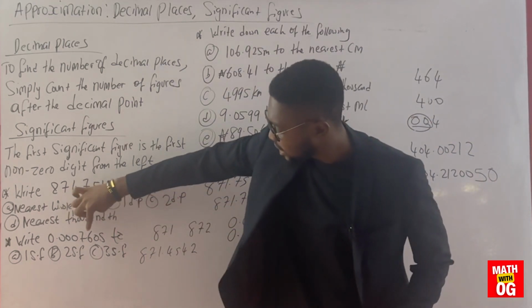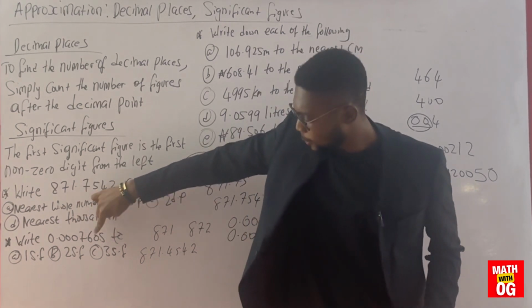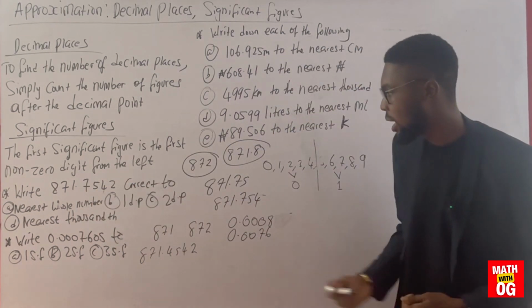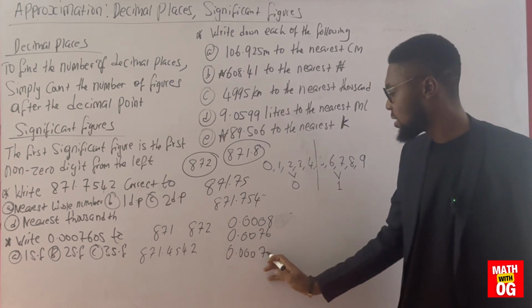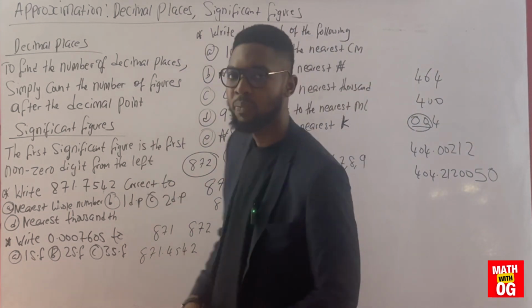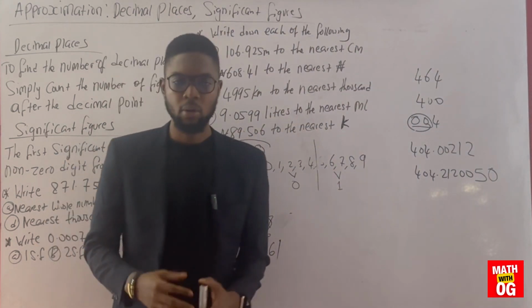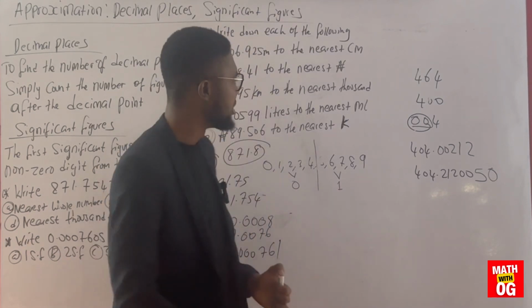Now, three significant figures. First significant, second significant, third significant. 5, will it go to 1 or 0? 1. 1 plus 0 is 1. So my answer will be 0.000761. So that's the answer to the question. That's how you approximate to significant figures and decimal places.